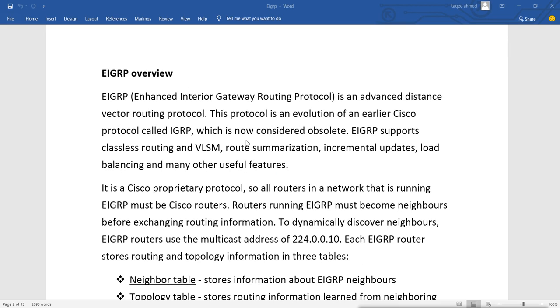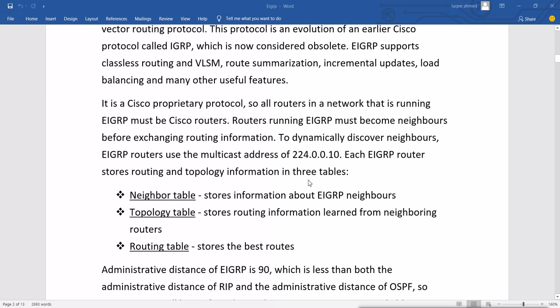EIGRP overview. EIGRP is an advanced distance vector routing protocol, and it is an evolution of an earlier Cisco protocol called IGRP, as I said, which is now considered obsolete. That means now we don't use IGRP. EIGRP supports classless routing, VLSM, route summarization, incremental updates, load balancing, and many other useful features. It is a Cisco proprietary protocol, so all routers in a network running EIGRP must be Cisco routers. This is the only drawback we have for EIGRP.